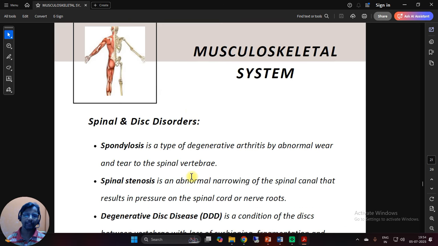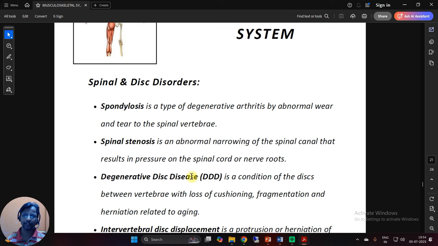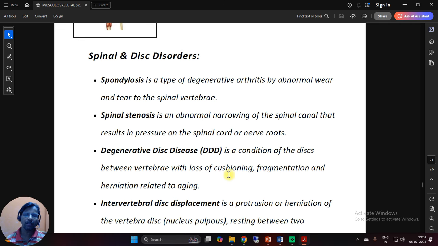So next, spinal disc disorders. Spondylosis is a type of degenerative arthritis caused by abnormal wear and tear to the spinal vertebrae. Basically, spondylosis is one type of arthritis. For joints, you will call it osteoarthritis. For spine, you will call it spondylosis. Spinal stenosis is an abnormal narrowing of the spinal canal.